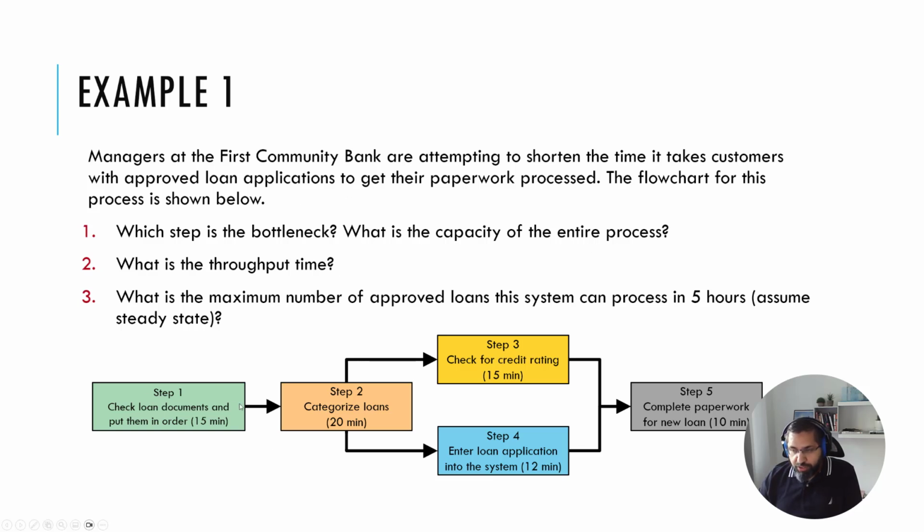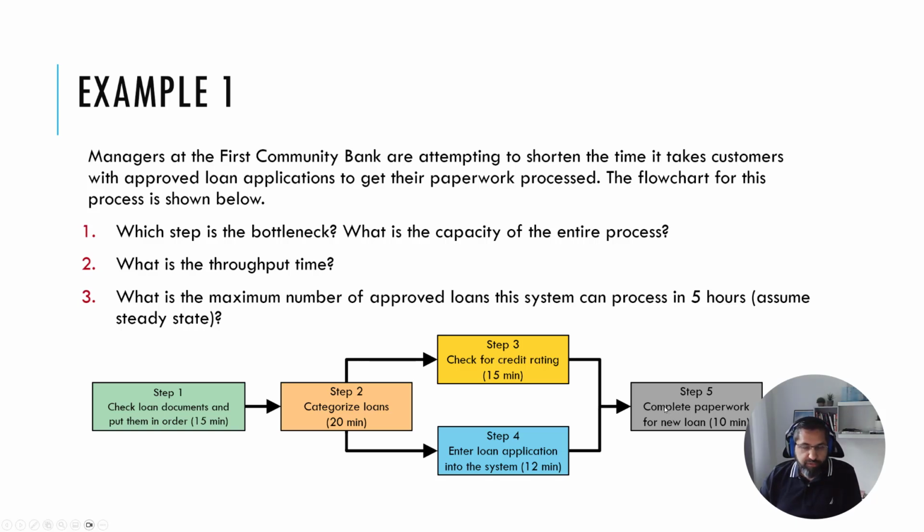Now, what is different about this example is that we have step 3 and step 4 happen in parallel. Okay, so it's going to be interesting. How do we analyze a process where 2 steps happen in parallel? Because before we were looking at sequential processes only. And when you have these 2 steps in parallel, step 5 needs both of those steps to be completed before step 5 can complete the paperwork for the new loan. If step 4, let's say, gets done earlier, step 5 cannot be done until the credit rating comes through step 3. So both step 3 and step 4 have to be done for a loan application to advance to step 5.